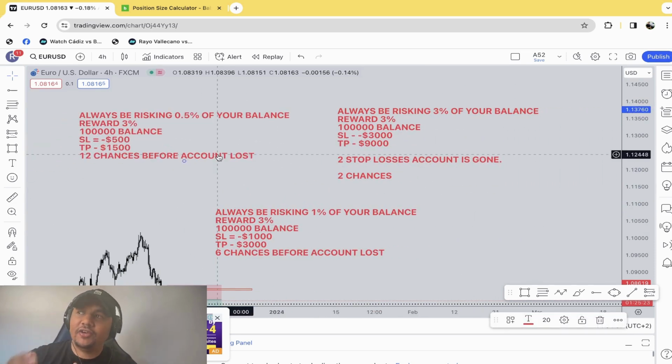A person who deposits 1,000 and they go in there, I'm going to stack. Only one opportunity, and then the account blows. And they're like, my friend, why did you not tell me? No. Always calculate your risk.